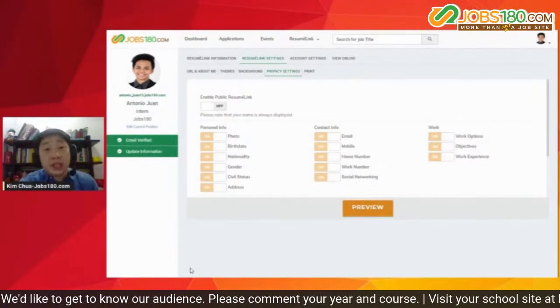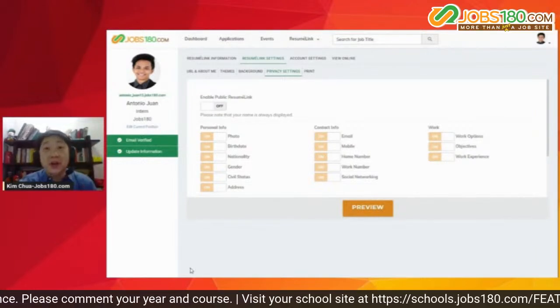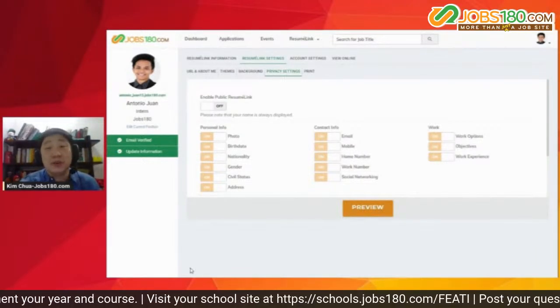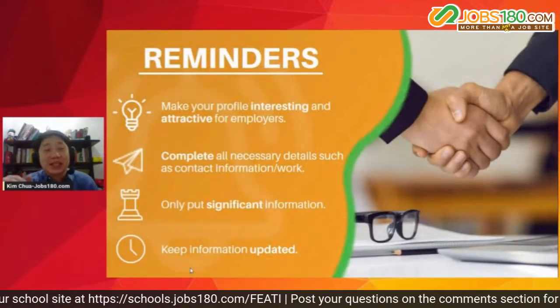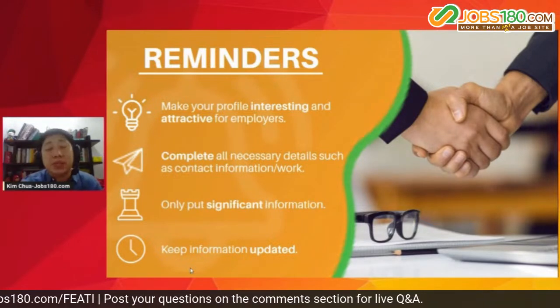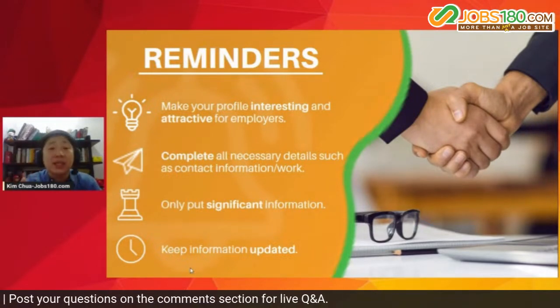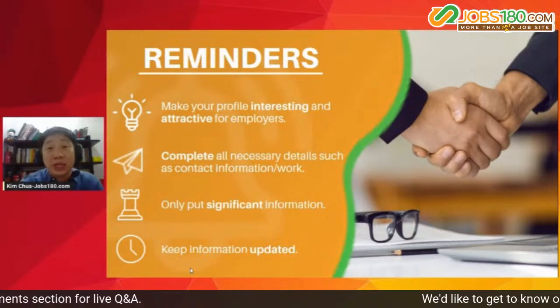If you want to turn off everything, then okay lang, you can just turn off the button. Enable public resume link, off. Wala nang lalabas sa public. Kahit na anong information. Okay? So, yan ang re-remind ko sa inyo. This, the second step is for you to complete the information and in doing so, please make sure that your profile is interesting, diba? Yung information mo kompleto at updated ang details nyo para mabilis kayo makontakt ng mga HR.